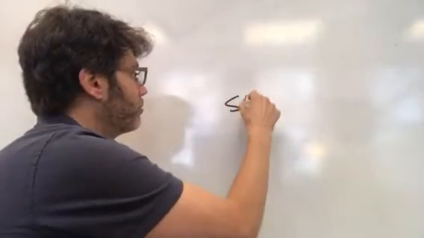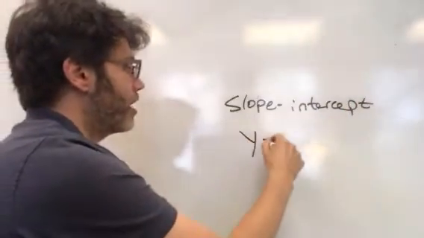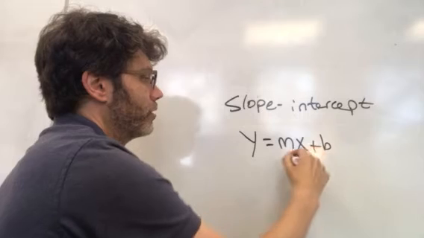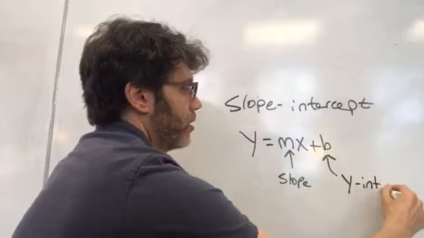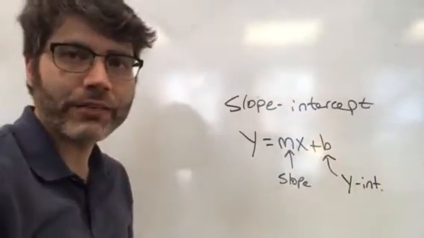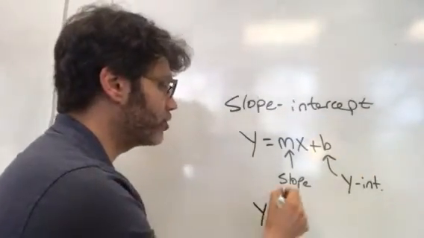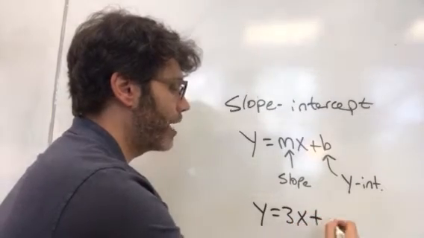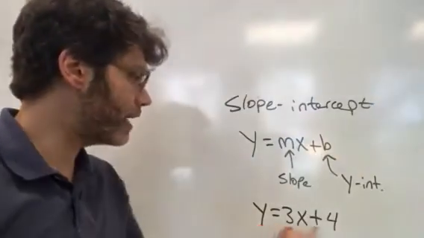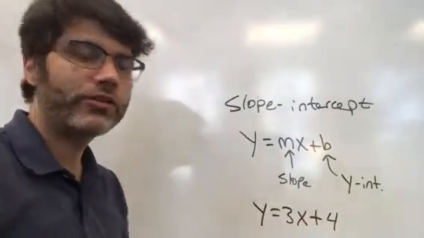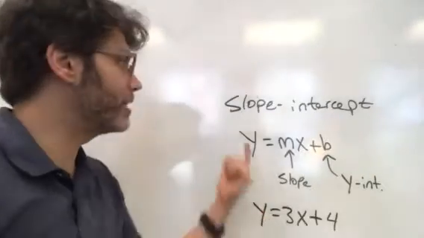So our slope-intercept equation is in the form y equals mx plus b, where m is the slope and b is our y-intercept. Okay? So if we are given something that is already in y equals mx plus b form, it's very easy to see what the slope is and very easy to see what the y-intercept is. Here, this line has a slope of 3 and it has a y-intercept of 4. So it is very apparent what the slope is and what the y-intercept is when it's in slope-intercept form.